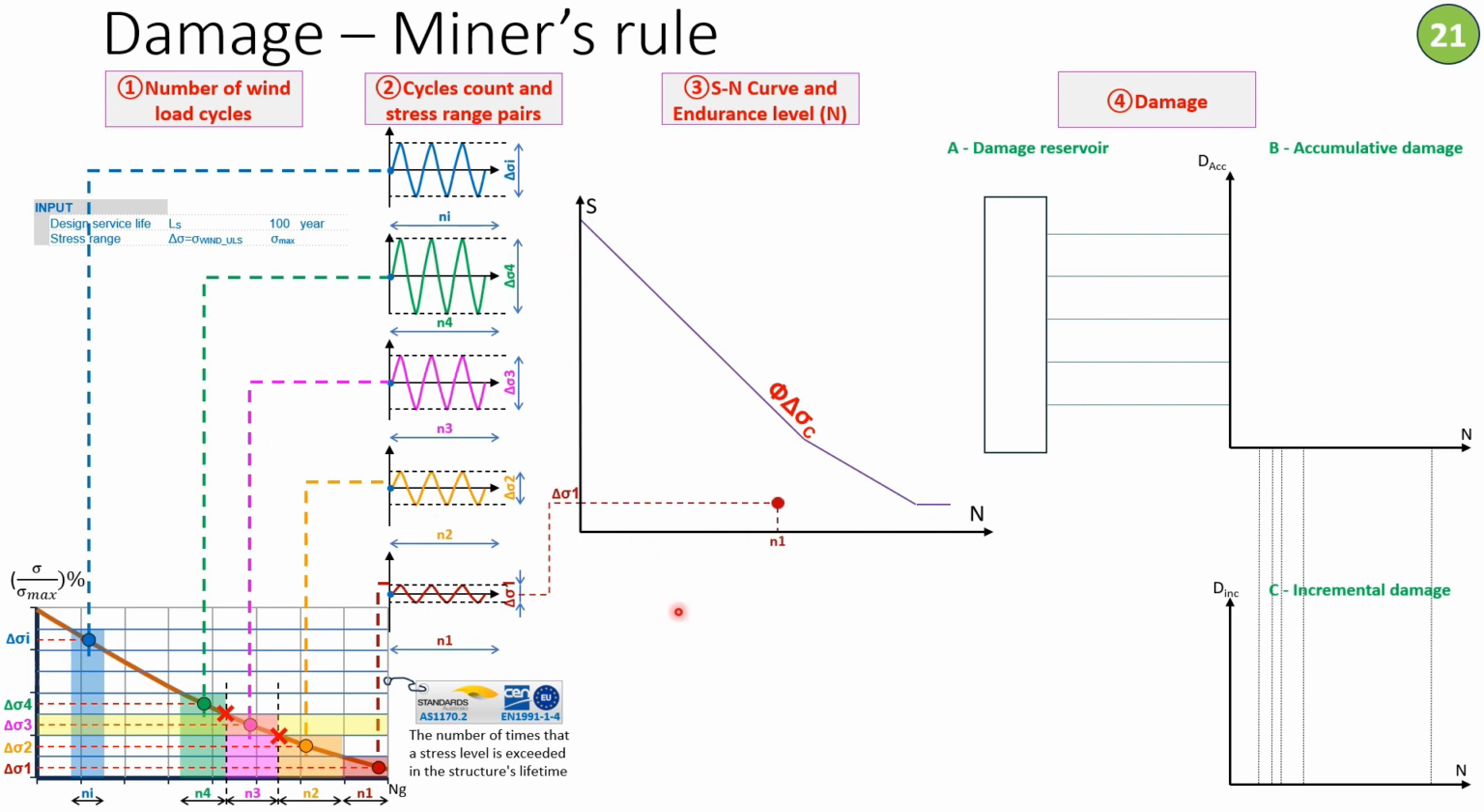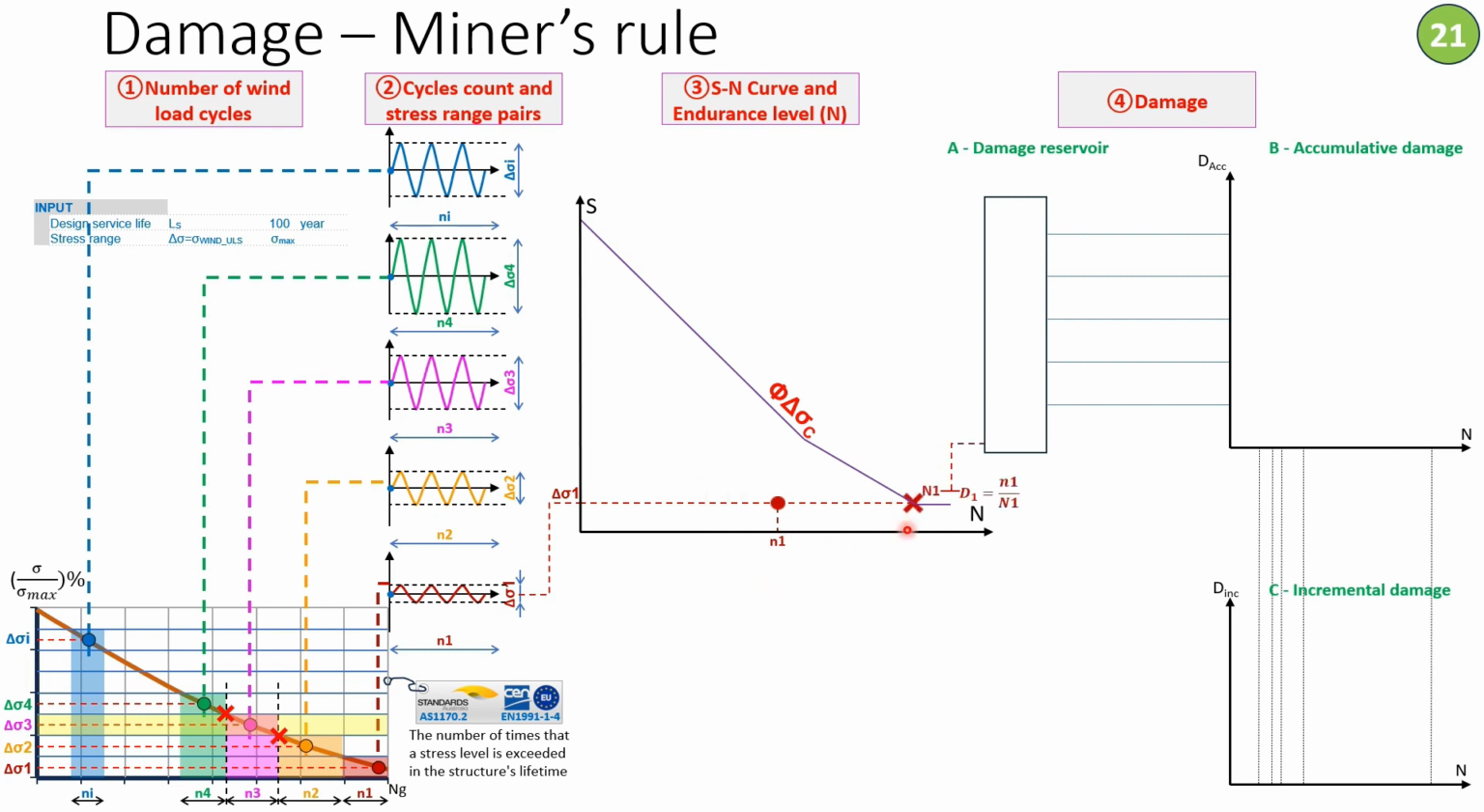So, the first constant amplitude time history is represented as a point on the SN curve. The coordinates of this point are the stress range, delta sigma 1, and the length of the time history, the number of cycles that the structure is going to be subjected to at delta sigma 1, which here is small n1. We take this point and plot it here. And then we calculate the endurance.